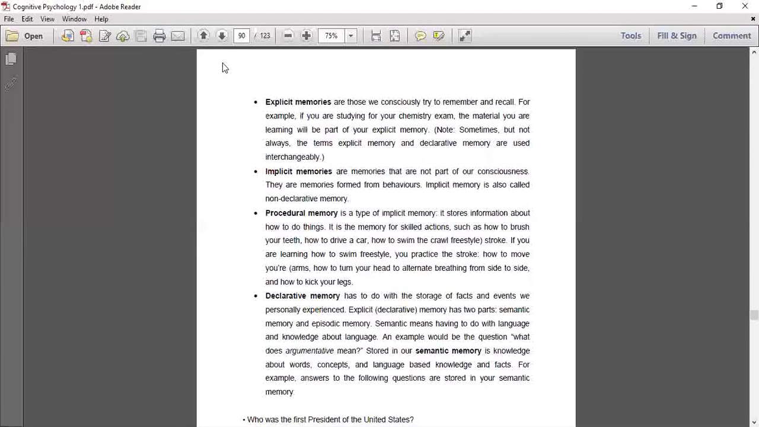Coming down there, we have two structures of explicit memory and implicit memory. From implicit memory, we have procedural memory. It is a type of implicit memory that stores information about how to do things. It's procedure. Do you remember how to walk? Do you remember how to brush your teeth? For those who can drive, do you remember how to drive a car or how to swim the crawl freestyle or whatever freestyle that you do?